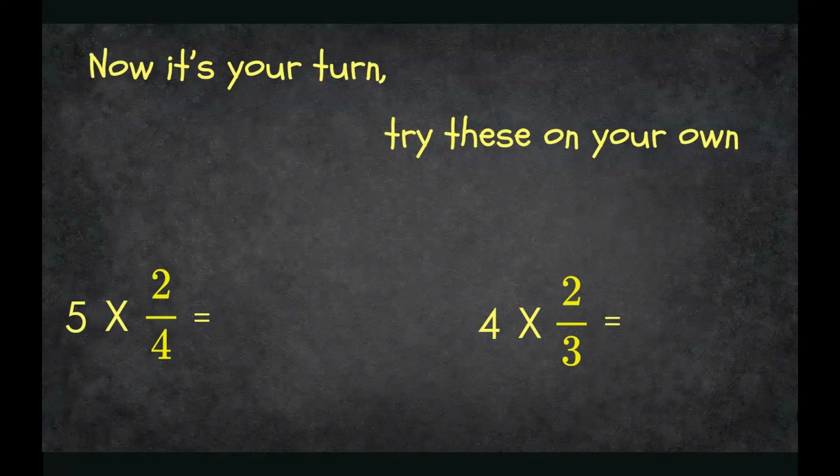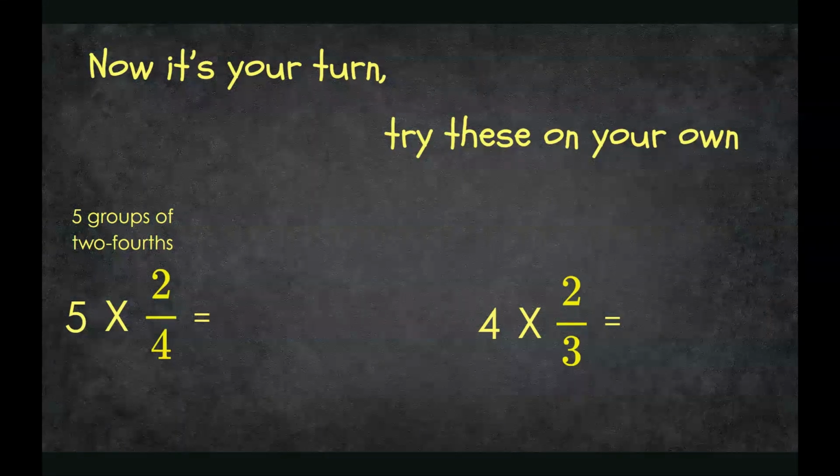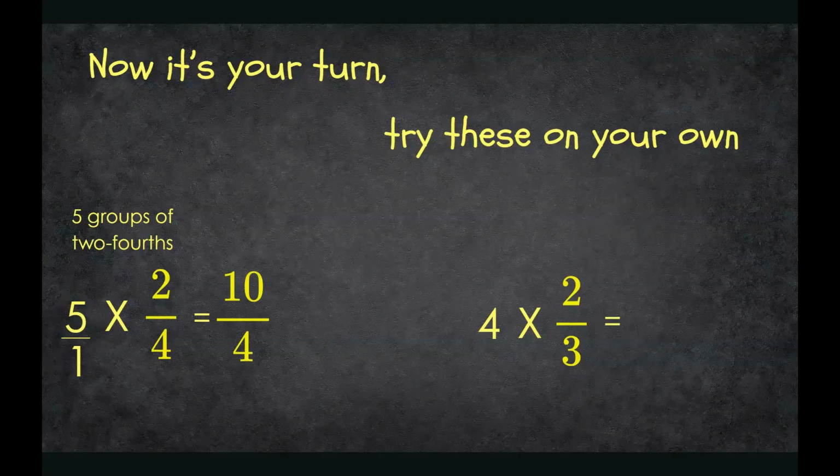All right, so we have 5 times 2/4. I can think about this like 5 groups of 2/4. The first thing I'm going to do is change that 5 to a fraction by adding a 1 underneath it. And then I'm going to multiply my numerators, 5 times 2. And then I'm going to multiply my denominators, 1 times 4. And that is going to give me a new fraction, 10 fourths. Then I'm going to convert that to a mixed number, and that will be 2 and 2 fourths.